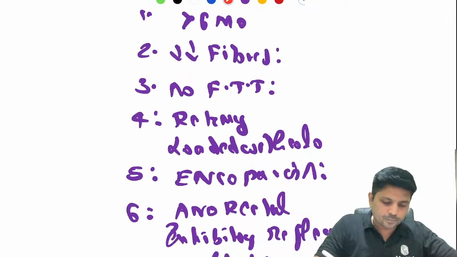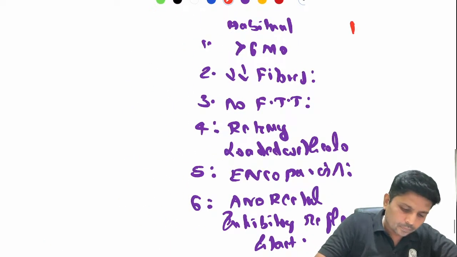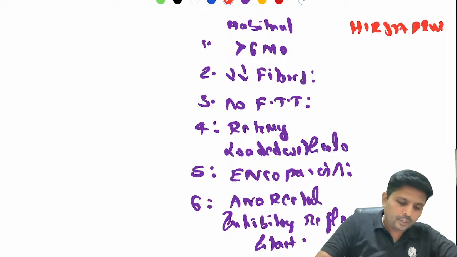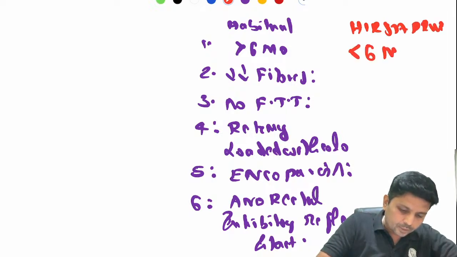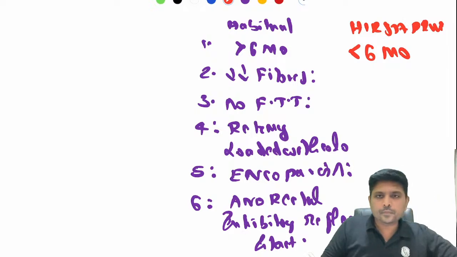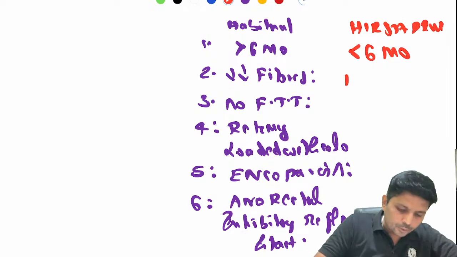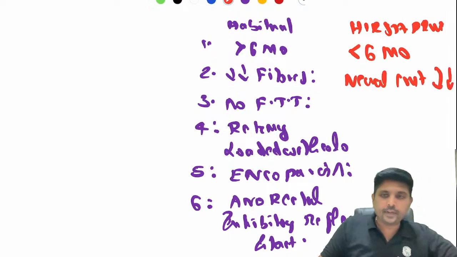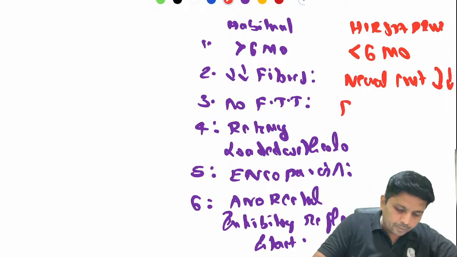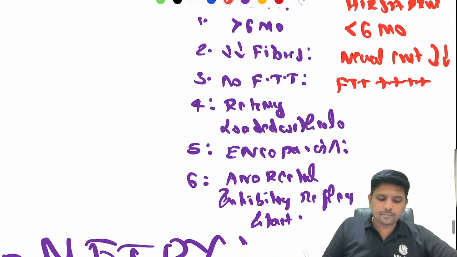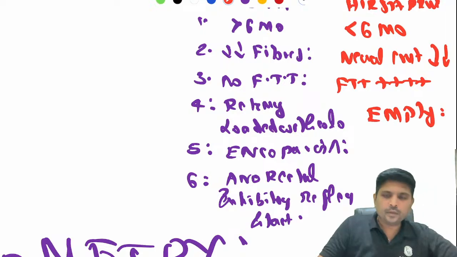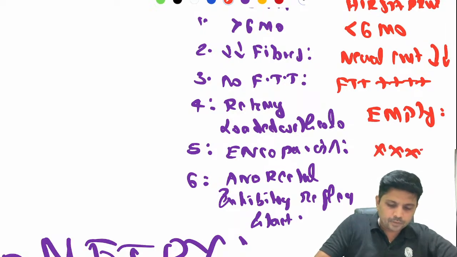Whereas in case of Hirschsprung's disease, it usually occurs in less than 6 months. The problem is that the neural crest fails to migrate. Failure to thrive will be present. Where the rectum is loaded with stool in habitual constipation, here the rectum will be empty. Encopresis you won't see.